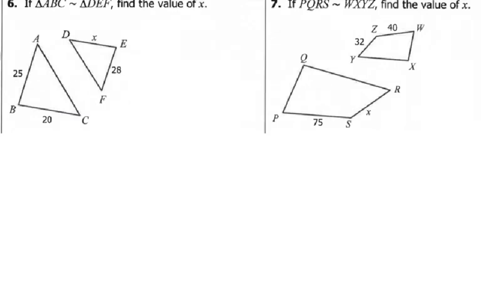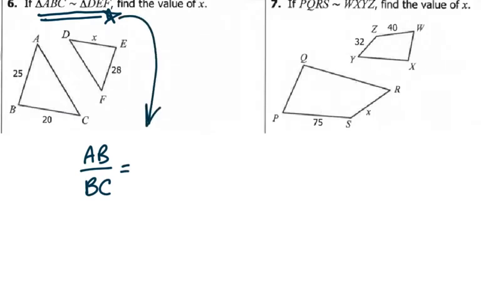Okay, so for this one, example number 6, you're given that the triangles are similar, and you're told to find the value of x. So this is where the corresponding sides can be found. You're going to look at this similarity statement. So we're comparing sides AB, which is 25 over 20. So I'm going to write it like this first, AB over BC. I'm going to look at the similarity statement so I can find out which sides are corresponding to AB. And I see in the similarity statement it's DE and it's EF.